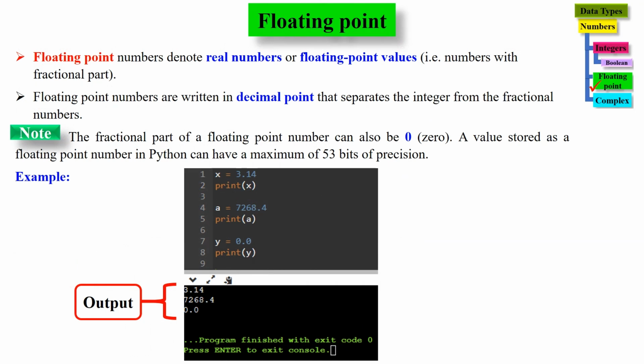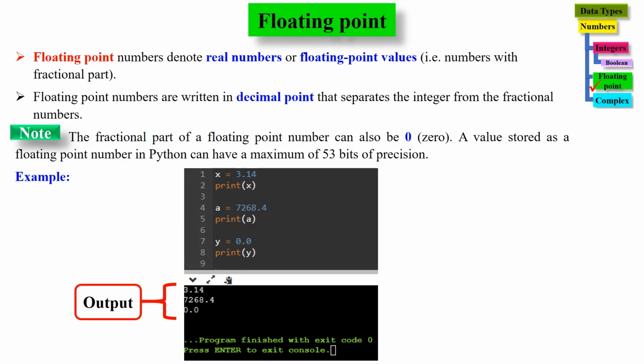Next number data type includes floating point. Floating point numbers denote real numbers or floating point values, that is, numbers with fractional part. Floating point numbers are written in decimal point that separates the integer from the fractional numbers. The fractional part of a floating point number can also be 0. Let's look at the examples.